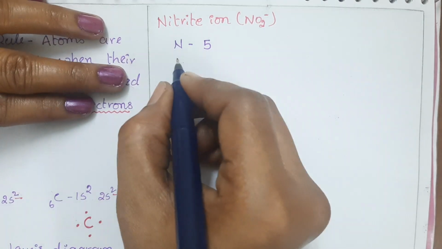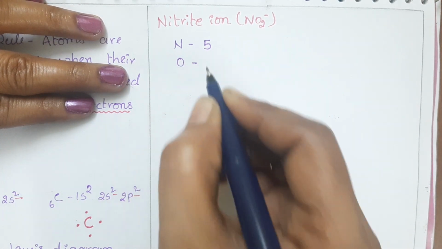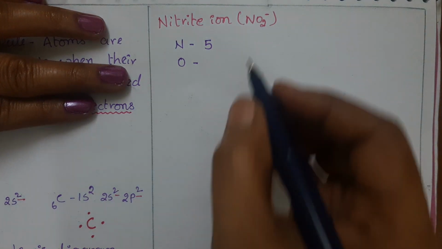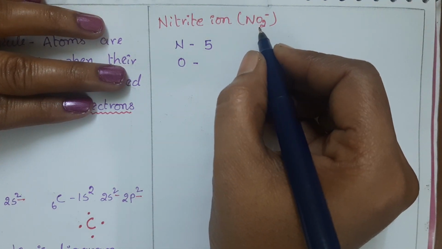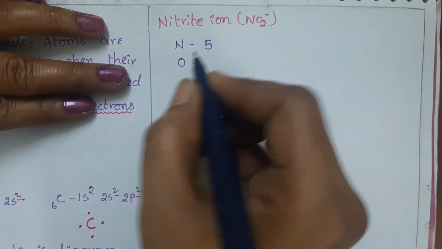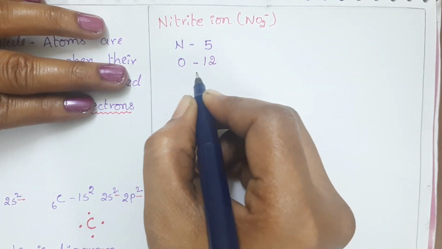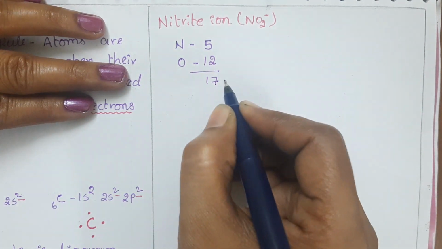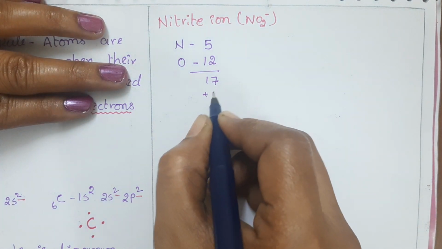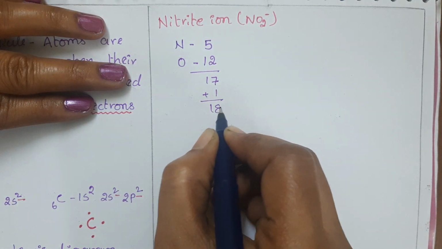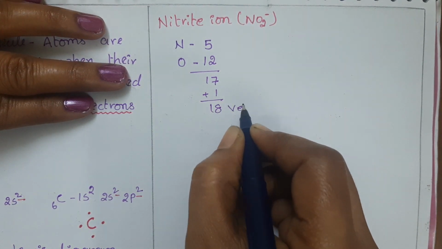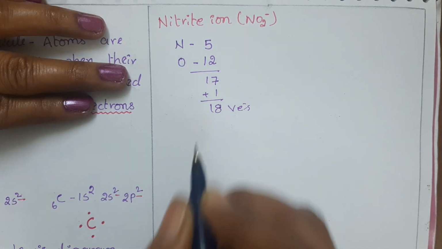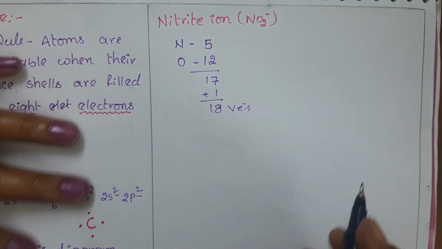Next oxygen. Oxygen contains 6 valence electrons, and how many oxygen atoms are there here? 2. So 6 times 2 is 12. So the total number of valence electrons is 17, and here a negative charge is there, so we have to count one more electron. So the total number of valence electrons is 18.